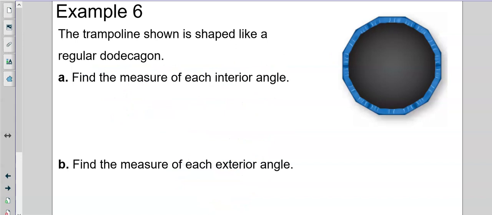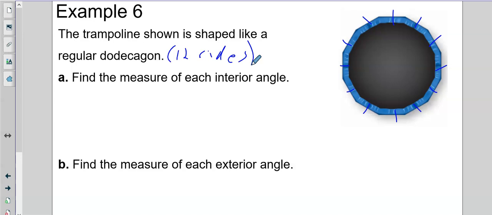All right. We have a trampoline. Looks like a circle, but it's not. There are a bunch of sides here. It's a dodecagon. So 1, 2, 3, 4, 5, 6, 7, 8, 9, 10, 11, 12. So a dodecagon has 12 sides. A decagon has 10. Dodecagon has 12.